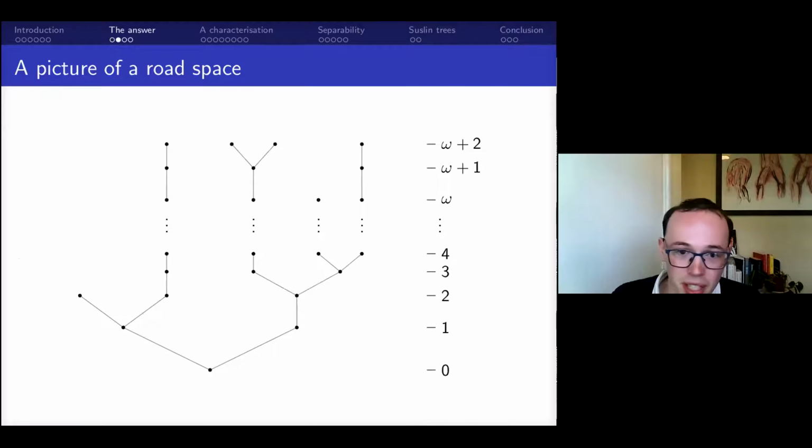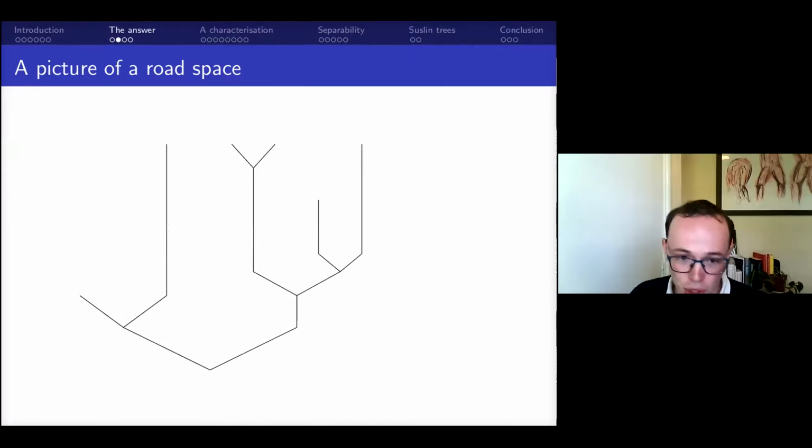So let's just take some random well-stratified tree. The well-stratified tree is going to be the collection of these nodes here, and then we have a light gray line between nodes indicating that one is above the other. And I've indicated the levels of this tree, and it goes up to omega plus 2. And then the road space of this tree is going to look like this. So we just draw roads going throughout the whole tree. And as you might imagine, this is usually a branchwise-real tree order.